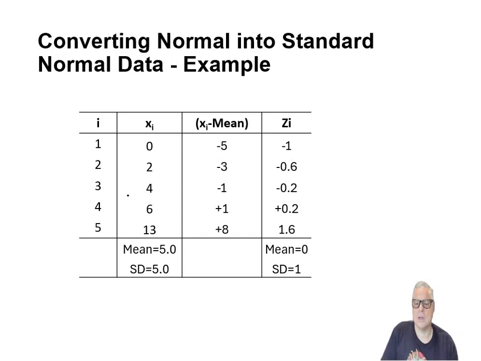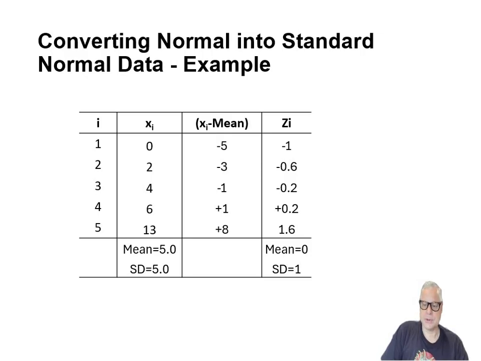The 2 is 0.6 standard deviations below the mean, because 0.6 times 5 is 3, and 5 minus 3 is 2. Likewise, 4 is 0.2 standard deviations below the mean, 6 would be 0.2 standard deviations above the mean, and 13 would be 1.6 standard deviations above the mean of 5. And again, 6 would be 0.2 standard deviations above the mean, and so on.